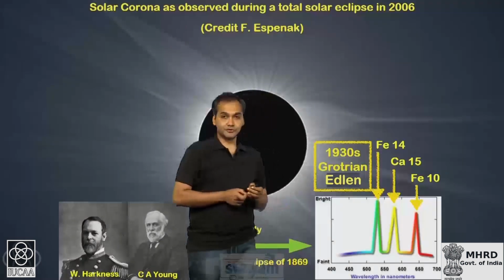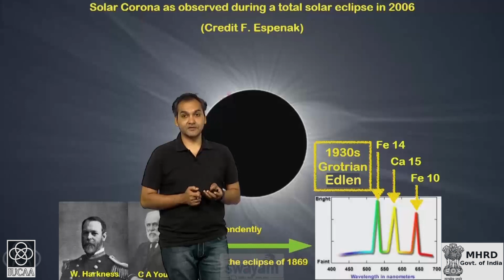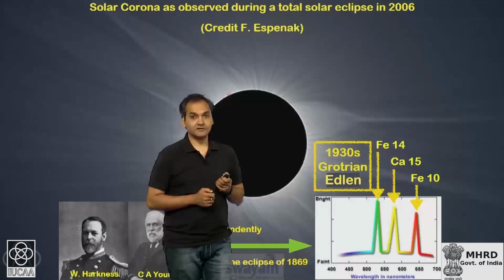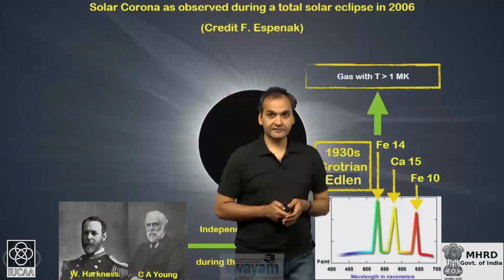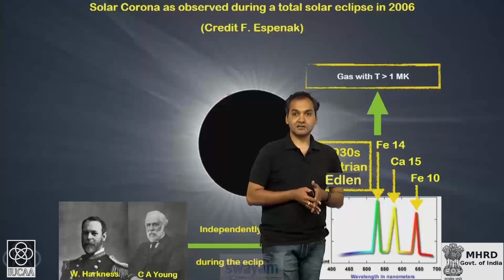Now, how would you produce such lines in the spectrum of the solar atmosphere? The only way to produce such a spectrum in the solar atmosphere is if you have a gas which is more than 1,000,000 degrees Kelvin hot.